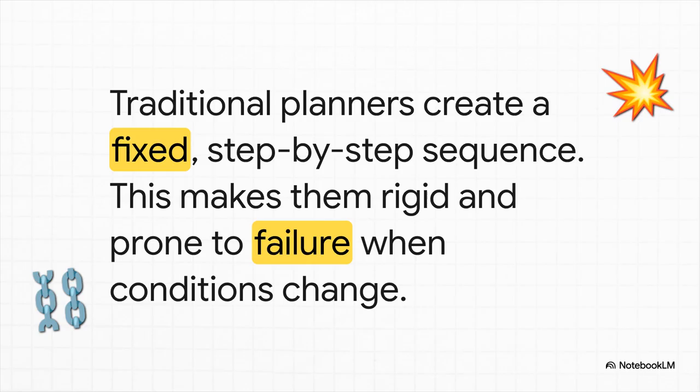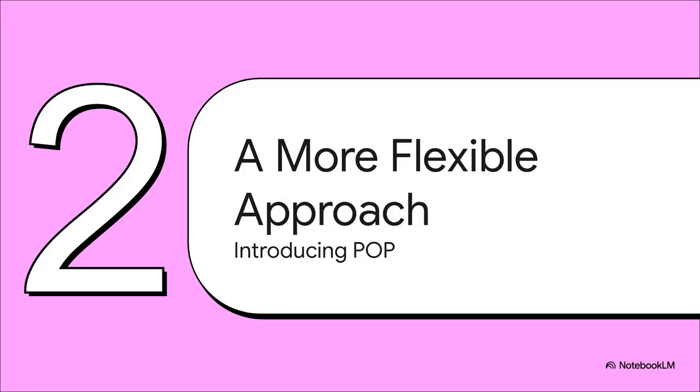So if step 3 suddenly becomes impossible, or hey, maybe a better way to do step 4 pops up, the plan doesn't just bend, it breaks. You either have to scrap it or backtrack, wasting a ton of time and energy. So, if rigid plans are the problem, what's the solution? Well, this is where our hero enters the scene. Partial order planning, or POP for short. It's a method designed from the ground up to fix this exact weakness.